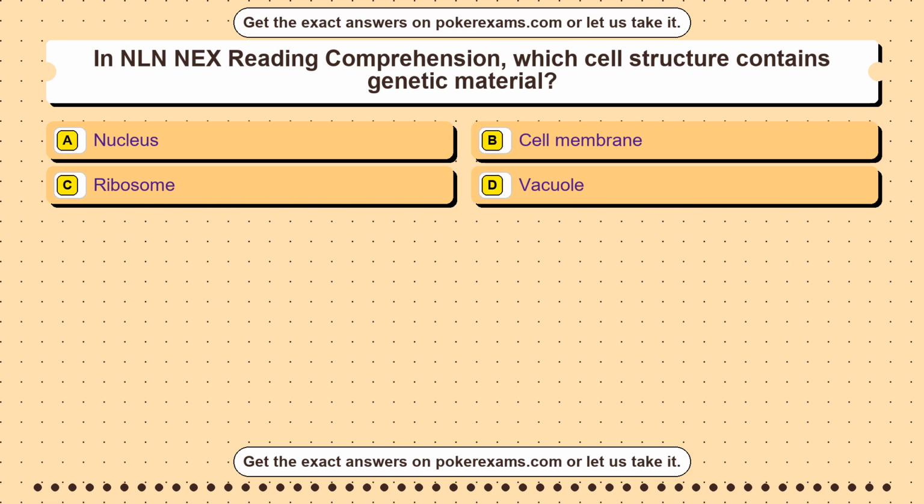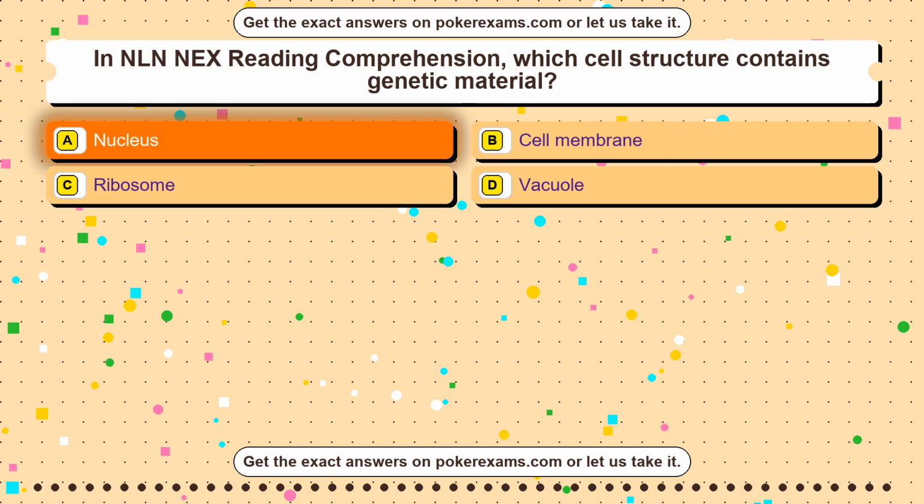Question 33. In GED probability practice, which earth layer is liquid and surrounds the inner core? Option A: outer core. Option B: crust. Option C: mantle only. Option D: lithosphere. The correct answer is option A.